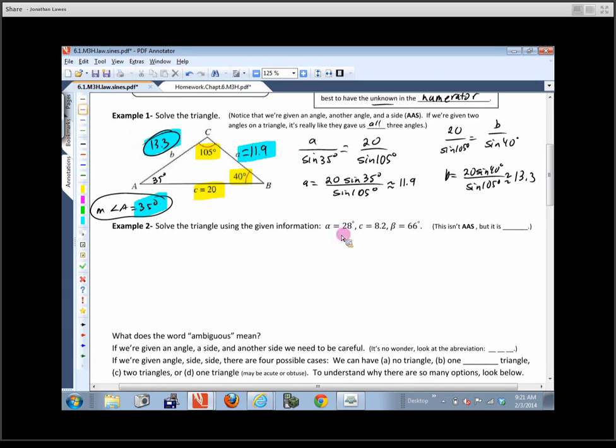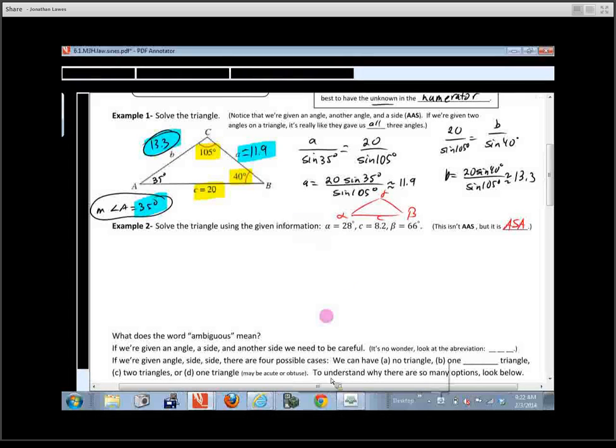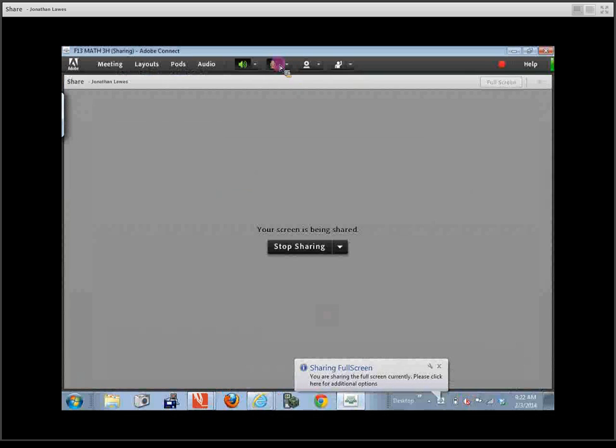Remember, if I think about it this way, if this is alpha, this is beta, and this is gamma, side C would be in between there. So they gave us this angle, this side, and that angle. So they gave us angle, side, angle. There we go.